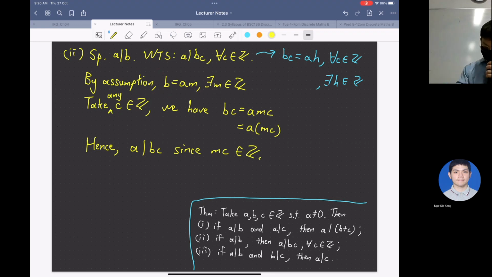So you can do the same for the third one. Write out the definition of this, and then write out the definition of this, and then write out what you want to show, and then see if you can combine the two to show the goal.